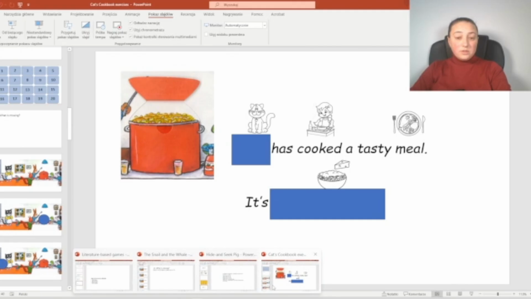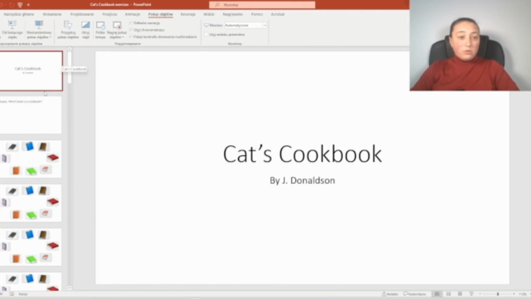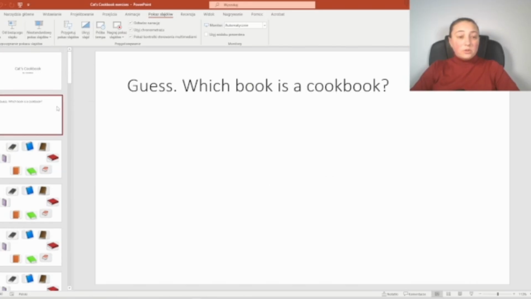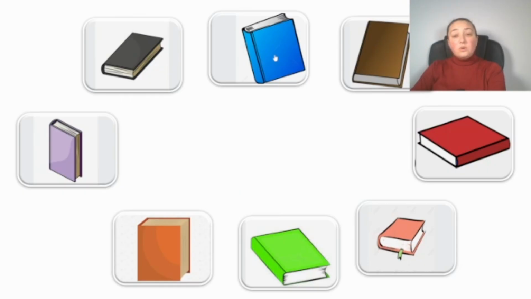Another very easy book is a cat's cookbook. So, for example, again, it's the beginner's level. I want to recycle the treasure chest and revise the colors. So here is how it works. There are books of different colors, and we are looking for a cookbook. Which book is a cookbook?